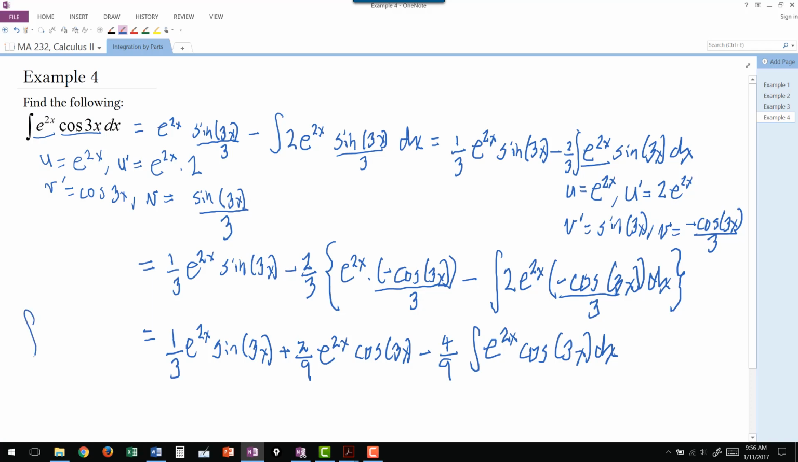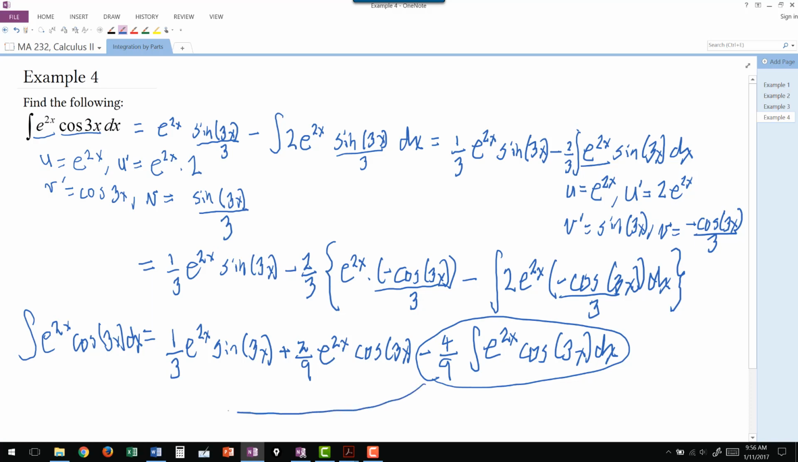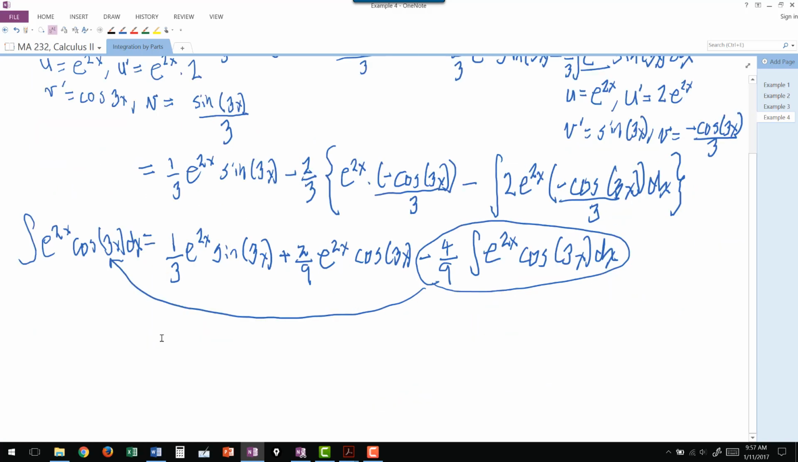So all the work we've done equals the integral e to the 2x cosine 3x dx. So what we're going to do is we're going to take this integral and move it to the left-hand side. So when I say move it, what I mean is we're going to add 4/9 of the unknown integral to both sides of our equation.